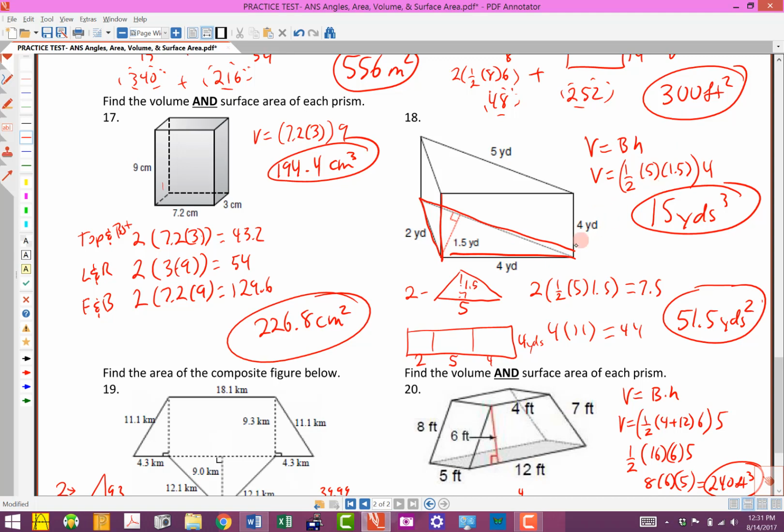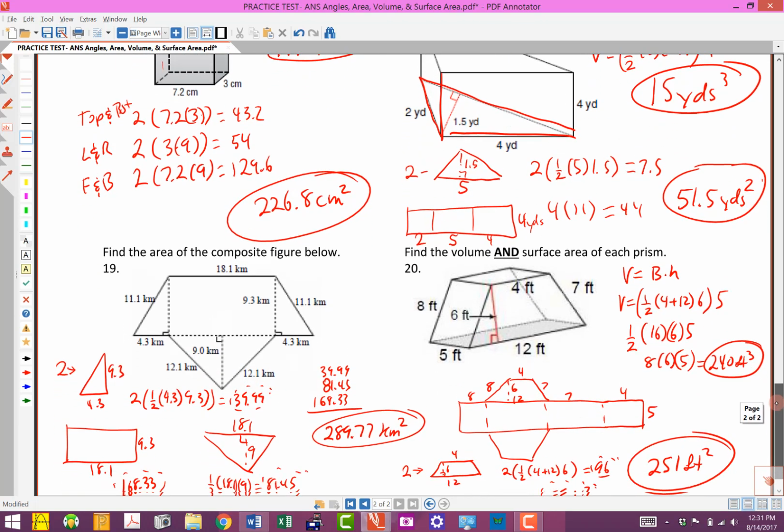So that's the area of the base. And then how tall can you stack them? You can stack them 4 tall. So we're going to do all of that multiplied together. We end up with 15 cubic yards. Remember, we're finding a volume there.